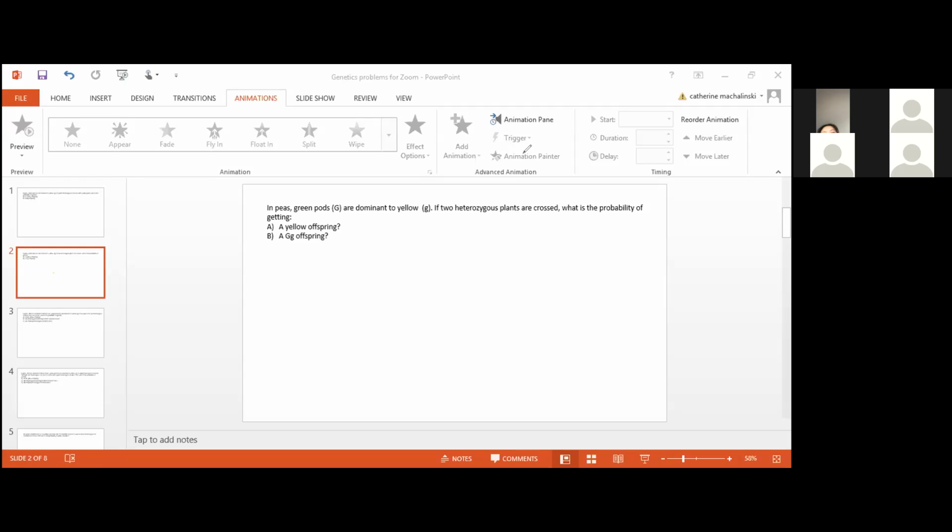It looks like people are starting to get it. So if you're struggling, you can follow along here. So 2 heterozygous plants. Remember, heterozygous is 1 dominant allele and 1 recessive. So in this case, we have 2 of them that are heterozygous that are being crossed. So these are the parents.